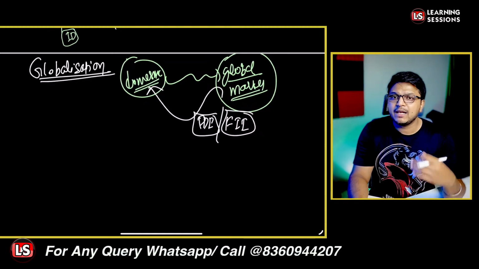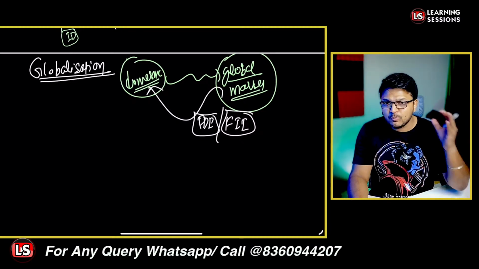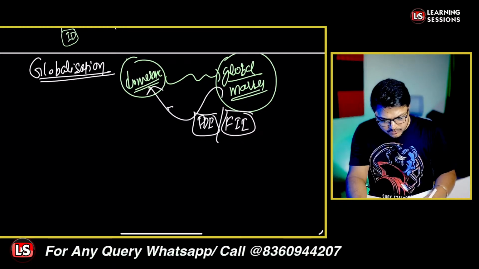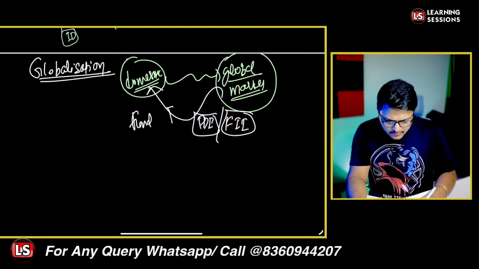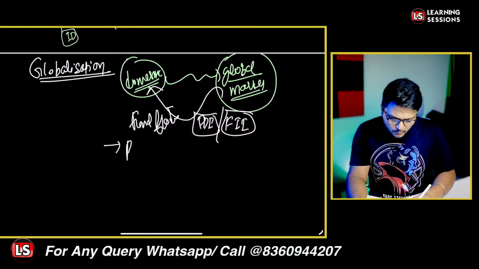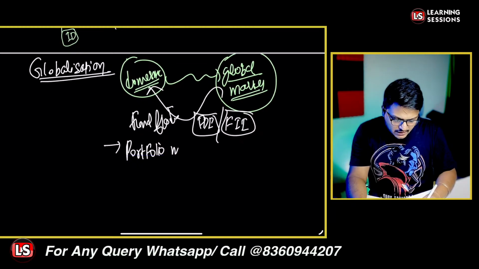The fund flow can be in the way of portfolio investment. It can be from direct investment. It could be in the form of ECB, that is external commercial borrowing. Now, what are the different ways of the fund flow? It could be related to portfolio investments. Let's say the foreign institutional investors have invested in the portfolio.